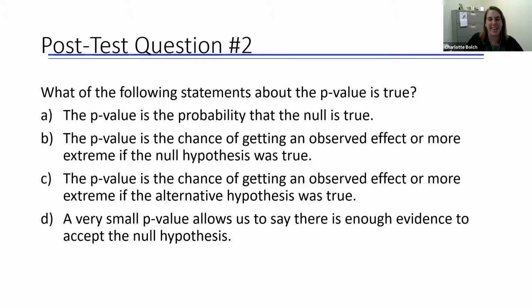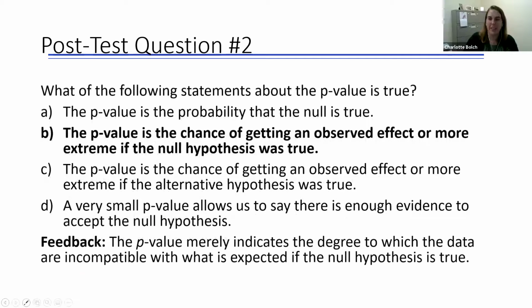Yep, it is B. Saba is saying B, and that's correct. So remember that the p-value just indicates the degree to which the data were incompatible with what is expected if the null hypothesis is true.